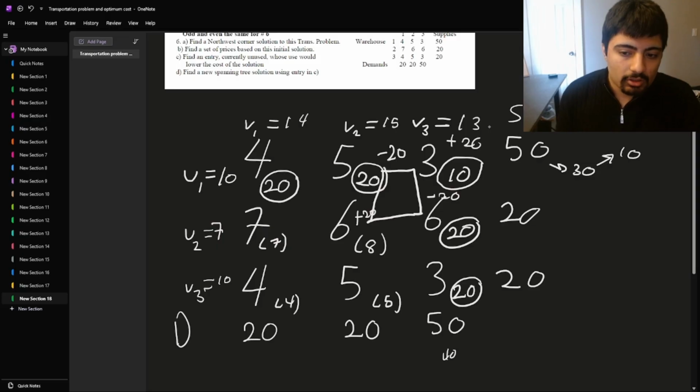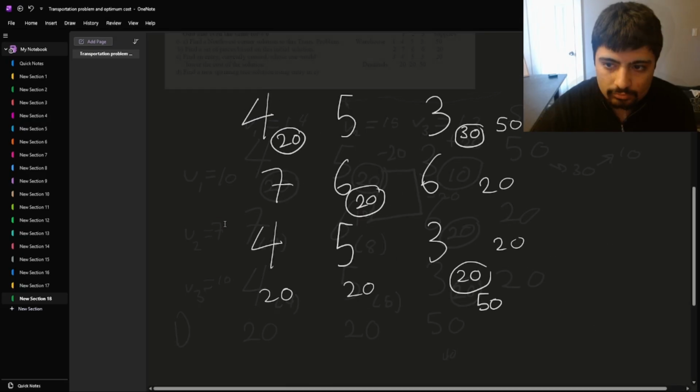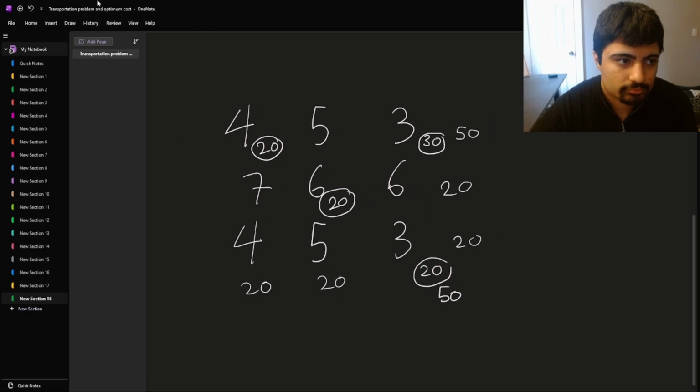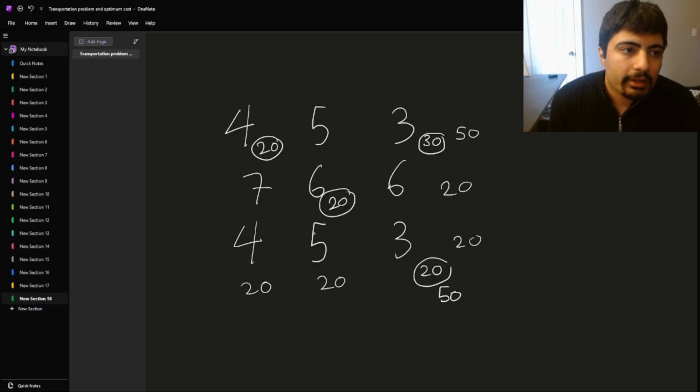So let me draw this again with the updated values. Now I updated this chart, and as you can see, the supply and the demand are working perfectly. We changed this little circuit 5, 6, 6, 3, and everything is still working. Every column and every row is satisfied. So we did not make a mistake along the way.